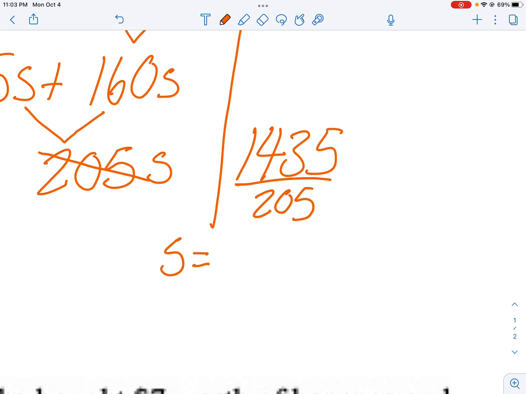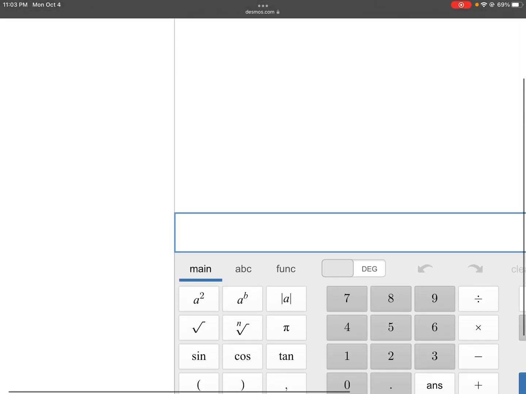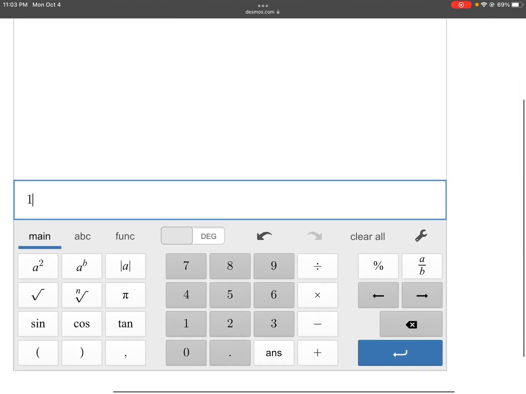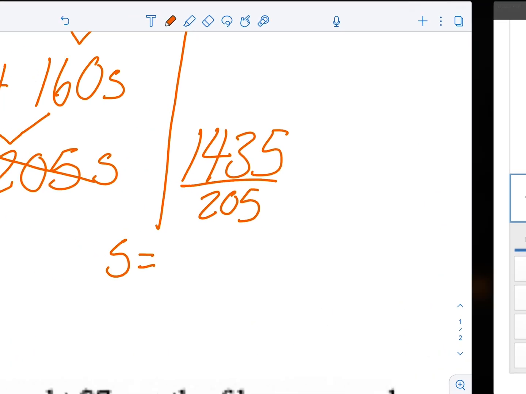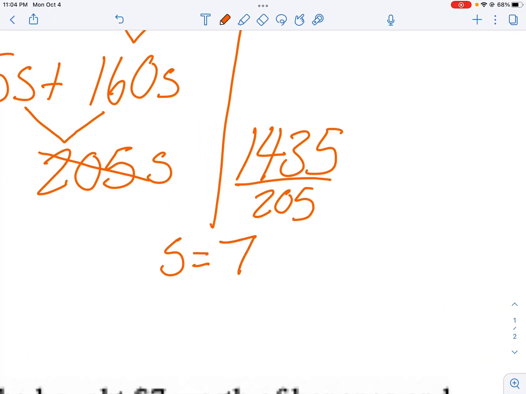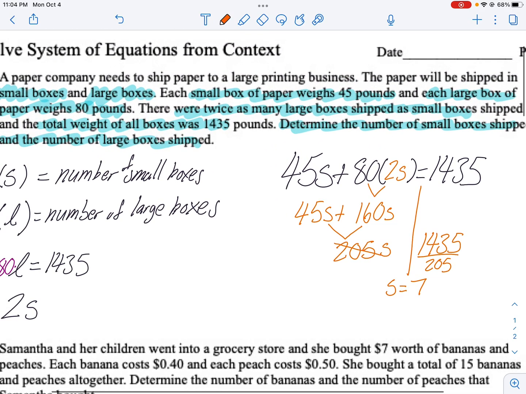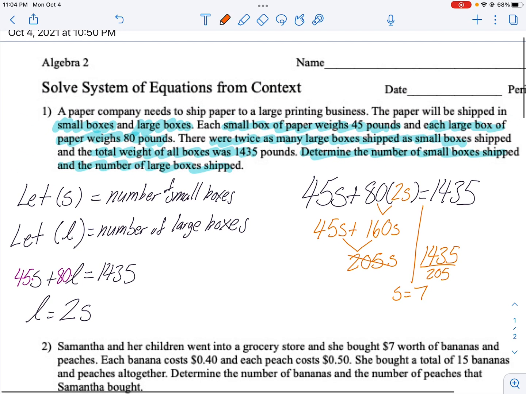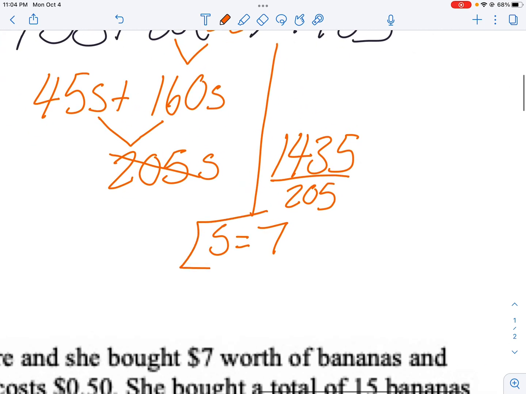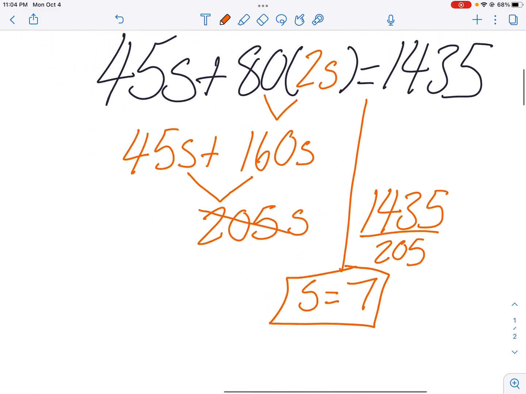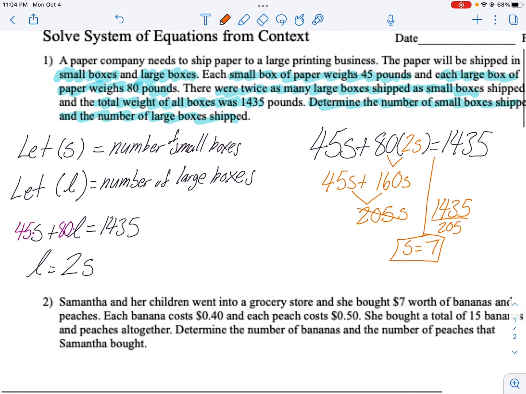So S is equal to 1,435 divided by 205. I have my calculator here. 1,435 divided by 205 is 7. Look at that. S is equal to 7, so 7 small boxes.